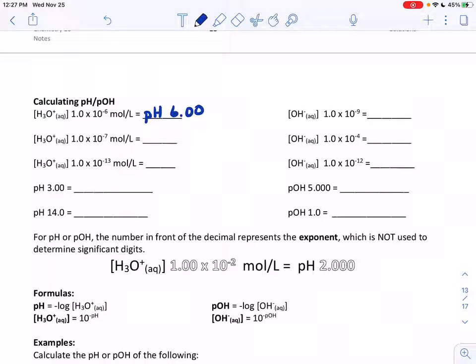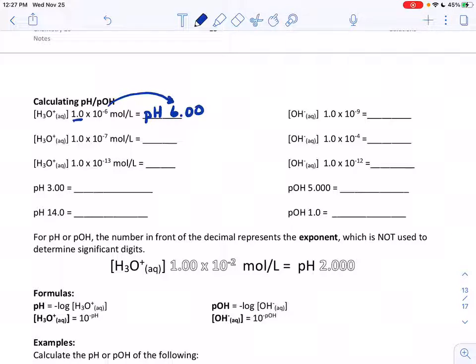So I don't know if you guys saw or are seeing the relationship. Do you see that the pH is basically an expression of the exponent? And that's all it is. So as long as my number in front here is 1, I can look at my exponent and figure out what my pH is. So let's take a look at the second one.